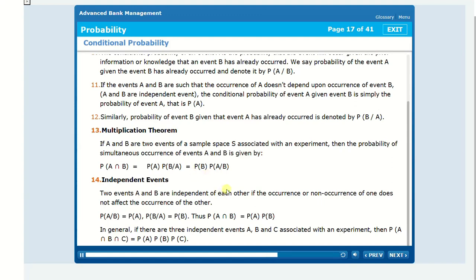Independent events. Two events A and B are independent of each other if the occurrence or non-occurrence of one does not affect the occurrence of the other.